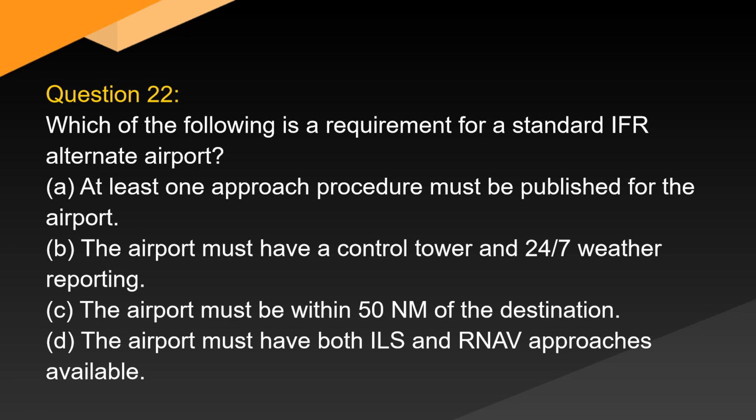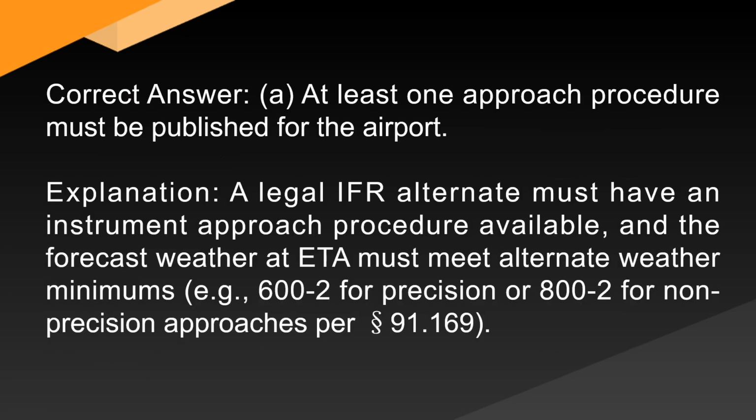Question 22. Which of the following is a requirement for a standard IFR alternate airport? A. At least one approach procedure must be published for the airport. B. The airport must have a control tower and 24/7 weather reporting. C. The airport must be within 50 nm of the destination. D. The airport must have both ILS and RNAV approaches available. Correct answer. A. At least one approach procedure must be published for the airport.